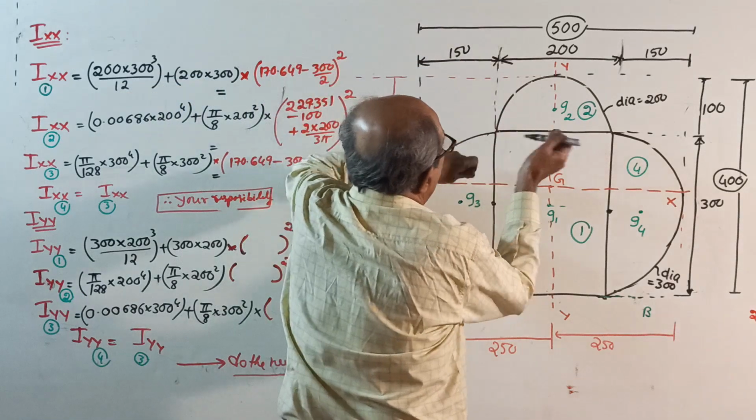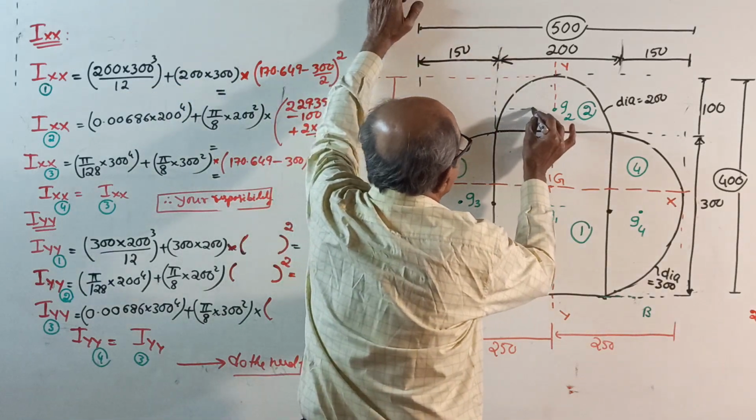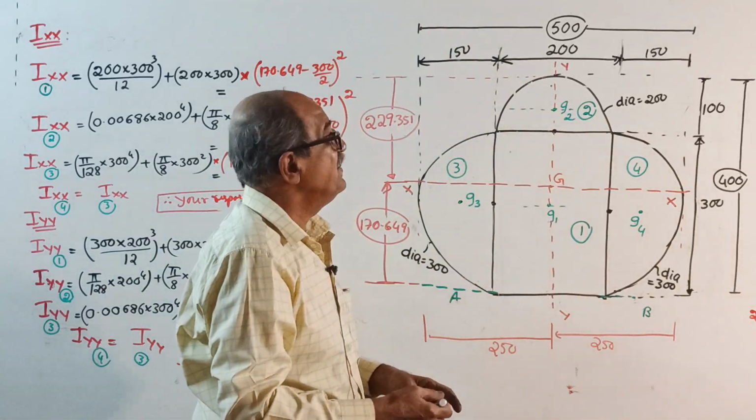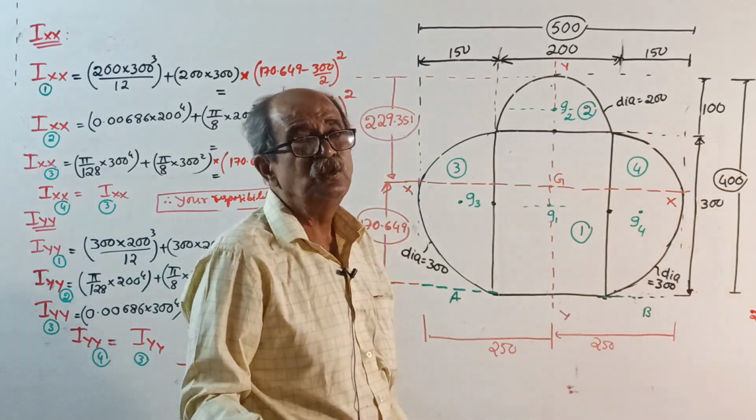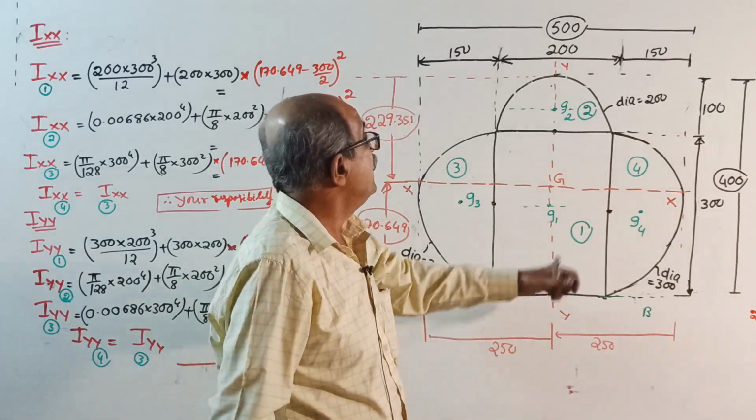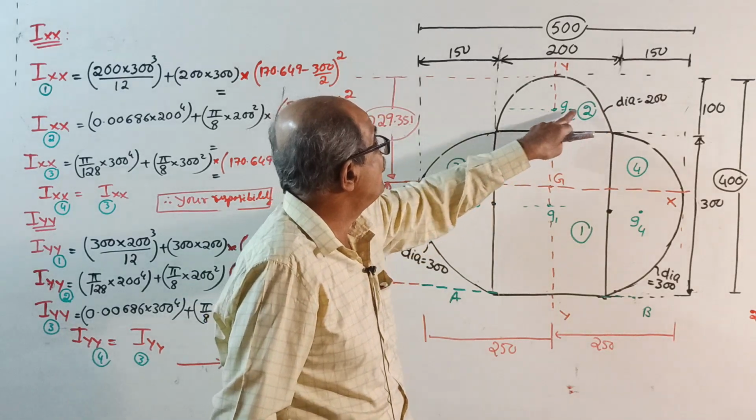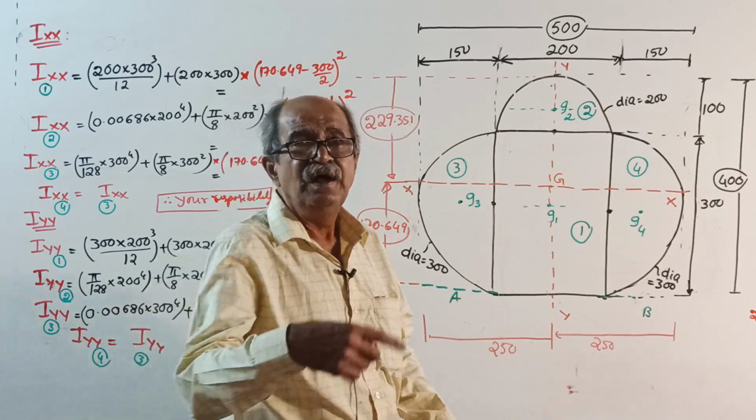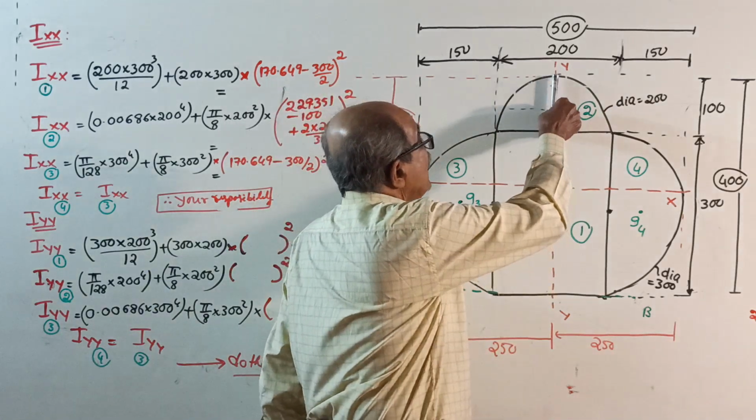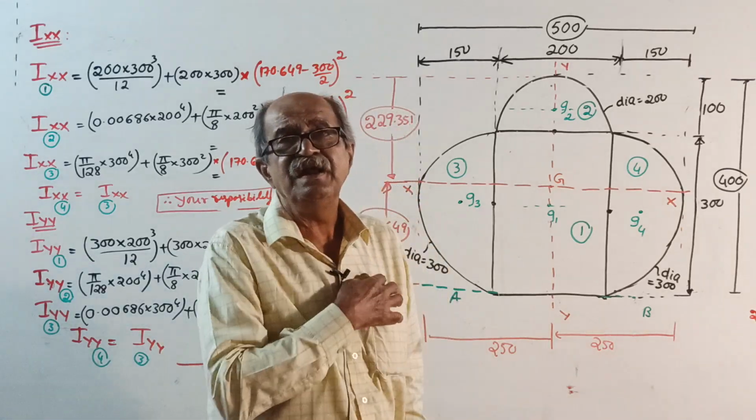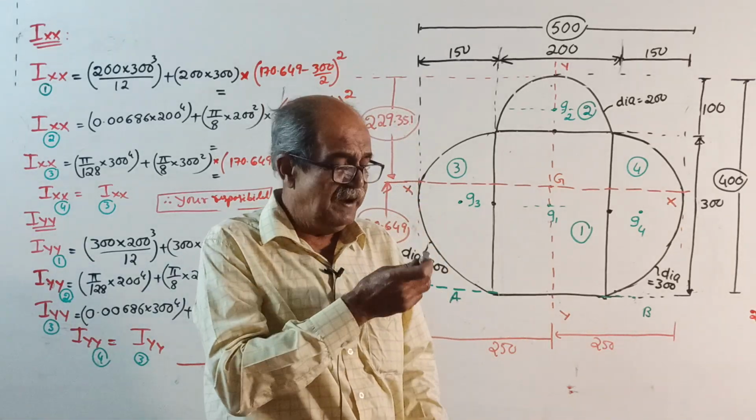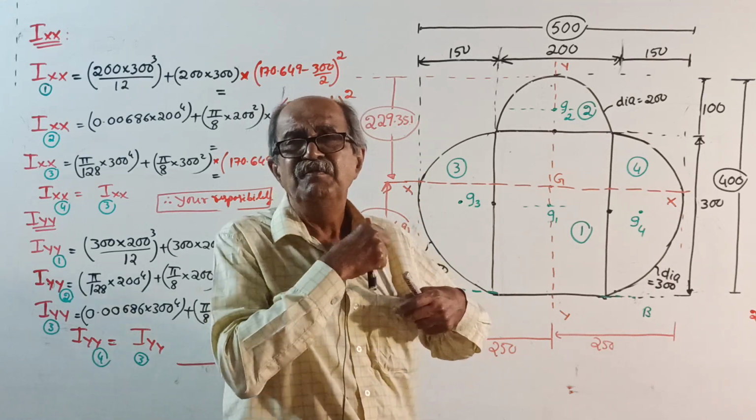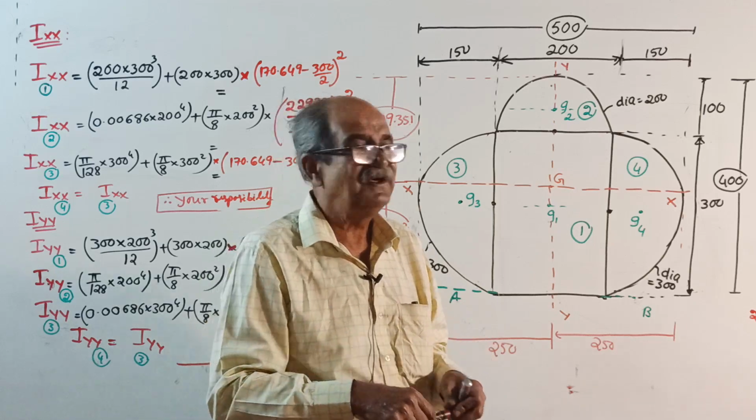Figure 2. I about its own centroidal axis: 0.00686 diameter power 4. Why? Now I am telling about this axis. Later, when I do IYY, I will tell you pi by 128 diameter power 4. Is anybody getting a doubt, or am I not explaining properly? Usual answer, I can't tell anything.